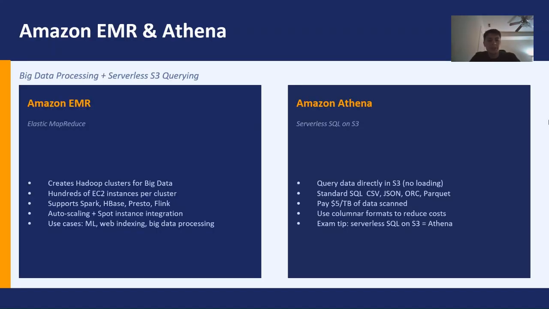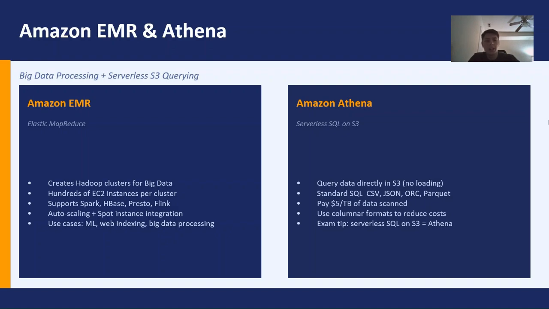To close out video 2, Amazon EMR, Elastic MapReduce, is an AWS service for creating Hadoop clusters in the cloud for big data processing. You can have hundreds of EC2 instances working in parallel. It supports Apache Spark, HBase, Presto, and Flink. AWS handles all the cluster setup and configuration, and it integrates with Spot Instances to reduce cost. Typical use cases are machine learning, web indexing, and large-scale data processing.